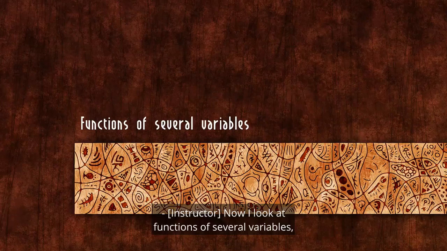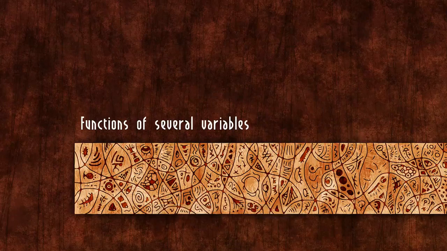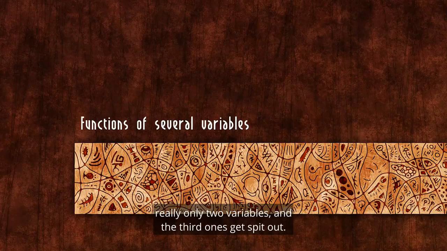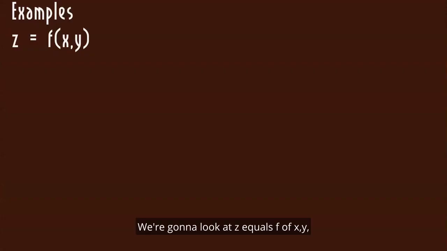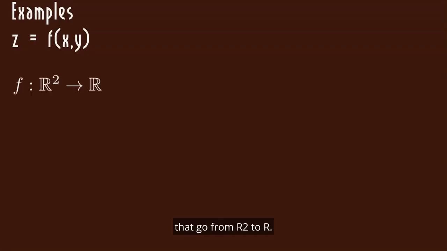Now I look at functions of several variables. Really only two variables, and the third one gets spit out, but the concept extends to if you had 5 variables or 20 variables or whatever. We're going to look at z equals f of x, y, which means we're going to have functions that go from R2 to R. Since I've got 2 dimensions going in and 1 dimension coming out, I'm going to need 3 dimensions to graph if I were to graph these things.